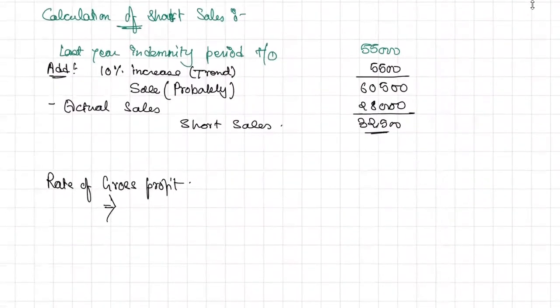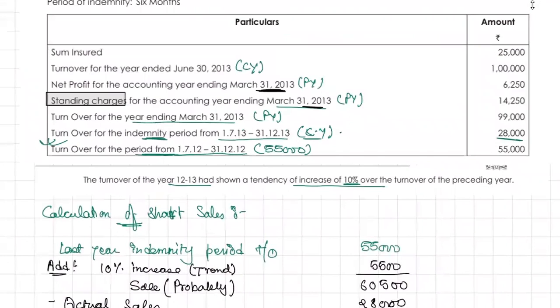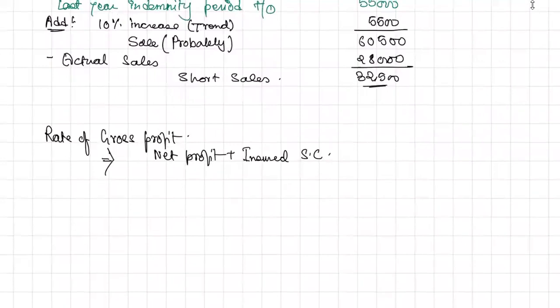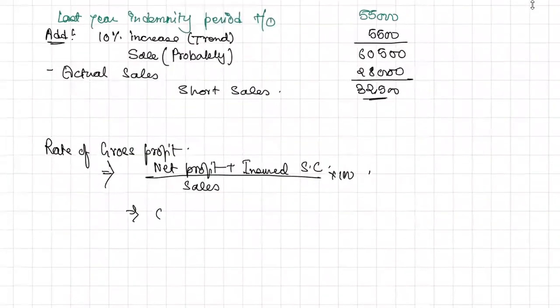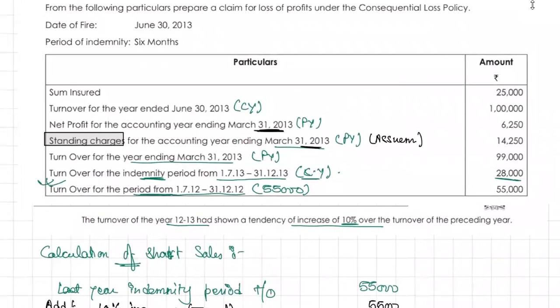So what is the formula that we used to write? Net profit plus insured standing charges. ये बोलना सीखिए, वरना गलती होगा. Insured standing charges. We assume it to be insured. Assume की spelling गलती थी ऊपर. Divided by sales into 100. Net profit was 6250. Insured standing charges were 14,000. सेल कितना हुआ था? 1 लाख.